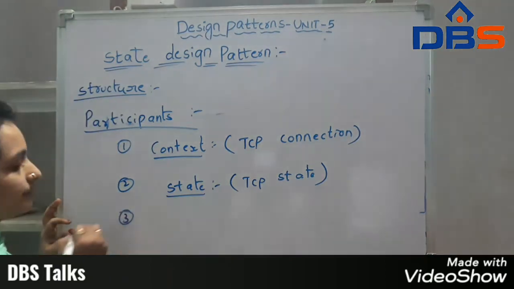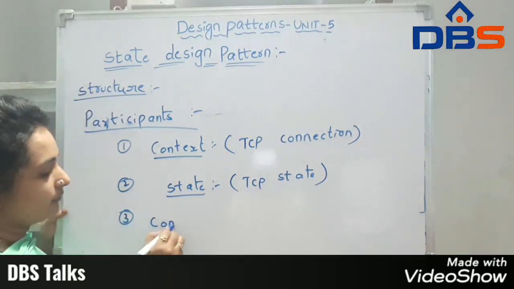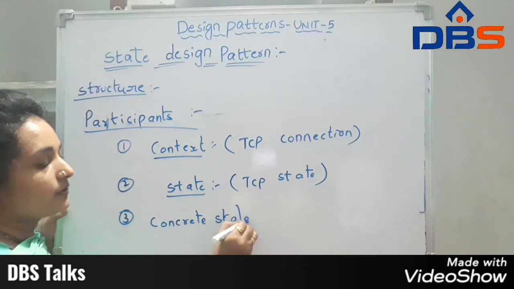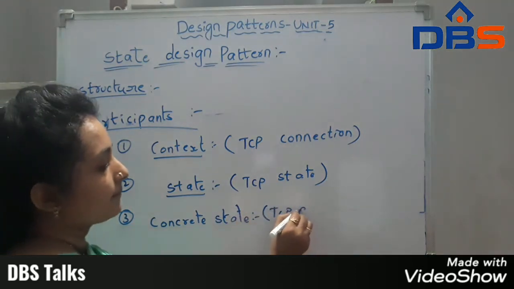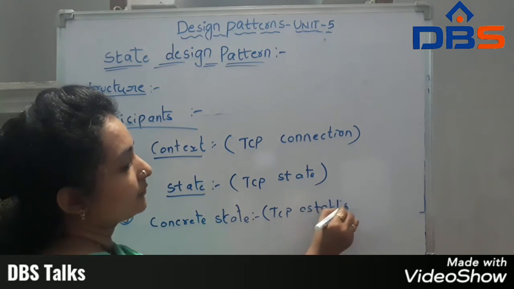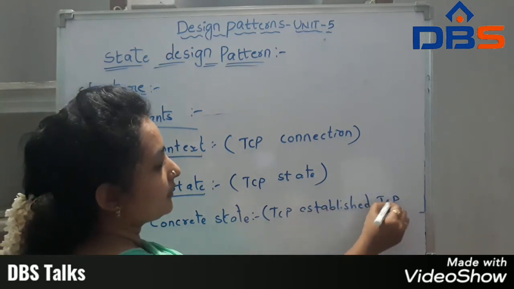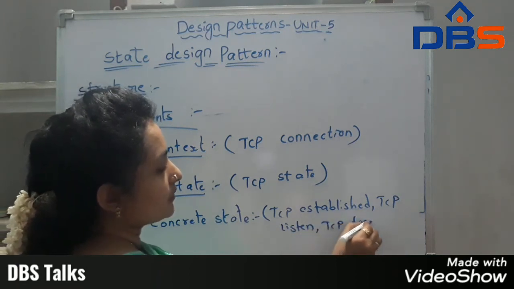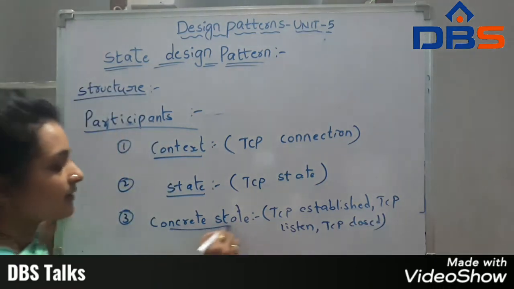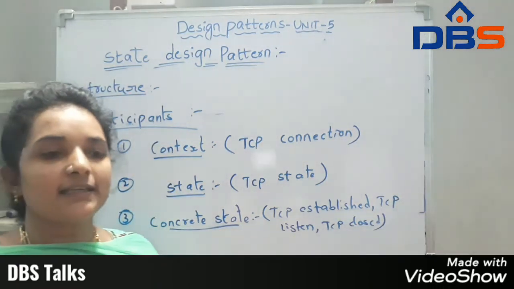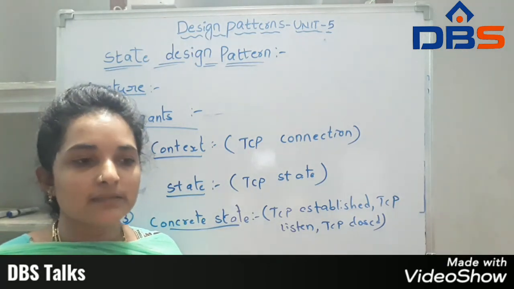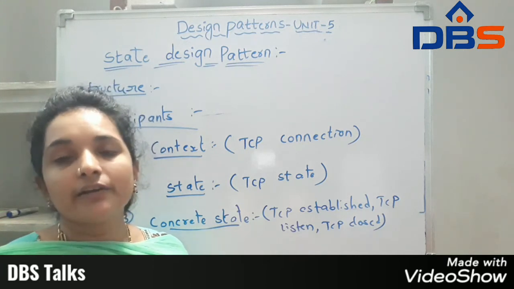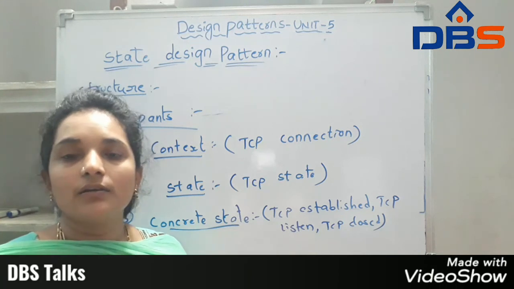Next, the third one is the concrete state. These are TCP established, TCP listen, TCP closed. These are the different subclasses. Each subclass implements a behavior associated with a state of the context. So these are the different participants that occur in the state design pattern.